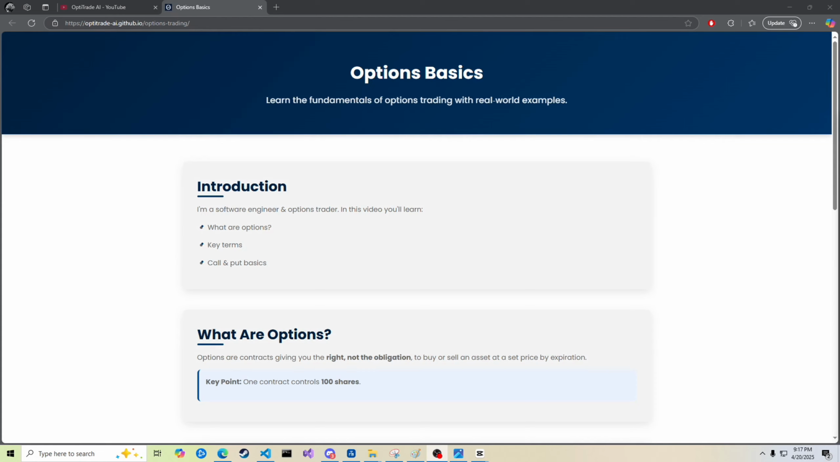Today's video, we are going to learn the fundamentals of options trading with some real world examples, looking at screenshots from the Robinhood brokerage on buying and selling option contracts with both calls and puts, and understand at the baseline level what an option is and how you trade them.